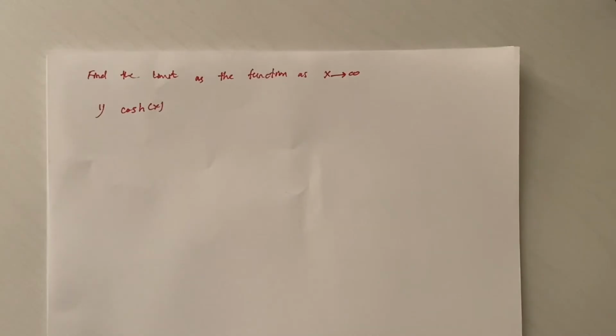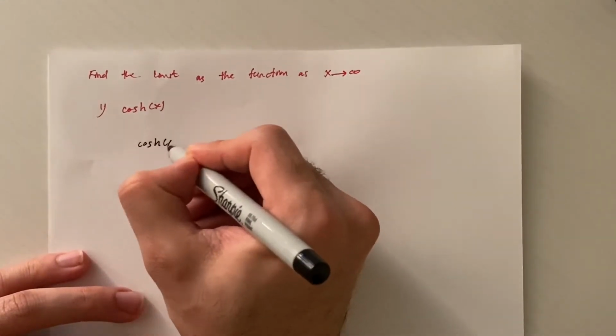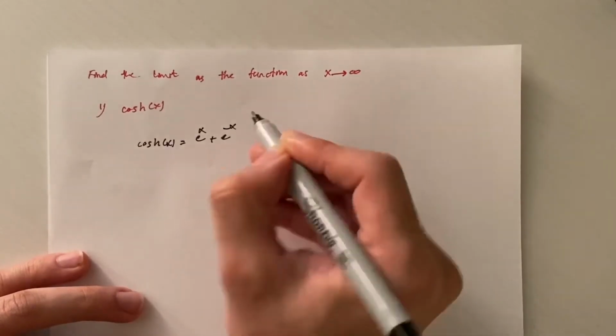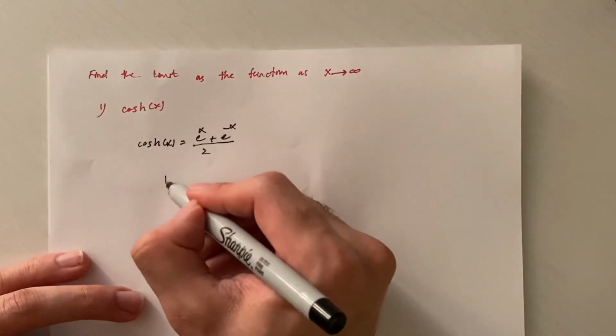Here we want to find the limit of the function as x goes to infinity. The first function is given as cosh of x, or hyperbolic cosine. So the first step, we write the definition of the function, which is e to the x plus e to the negative x over 2.